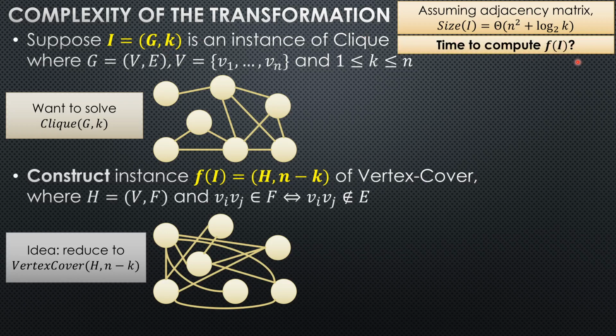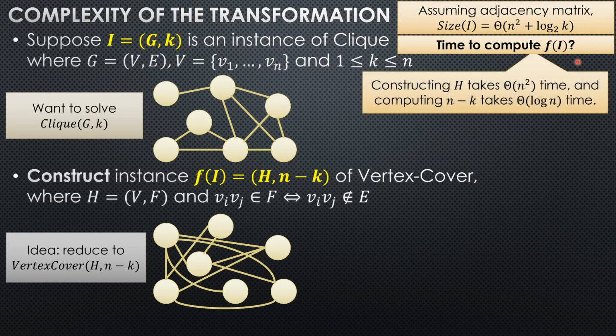How does that relate to the actual time needed to compute f of I? So what is the time to compute f of I? Well, constructing H, the complement graph, just means flipping all the ones and zeros in the adjacency matrix, and we can do that in theta n squared time. And then because we've assumed that k is potentially a huge number, we've assumed the bit complexity model for k. Under the bit complexity model, not the unit cost model, we actually have to account for the time it takes to subtract k from n to produce this term of the transformed input.